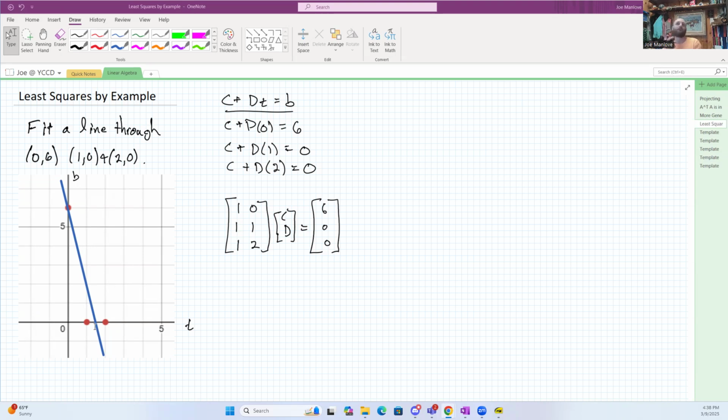So what I need to do is I need to say, all right, look, I really wish that (6, 0, 0) were a set of numbers, right? A vector that made this problem solvable, right?